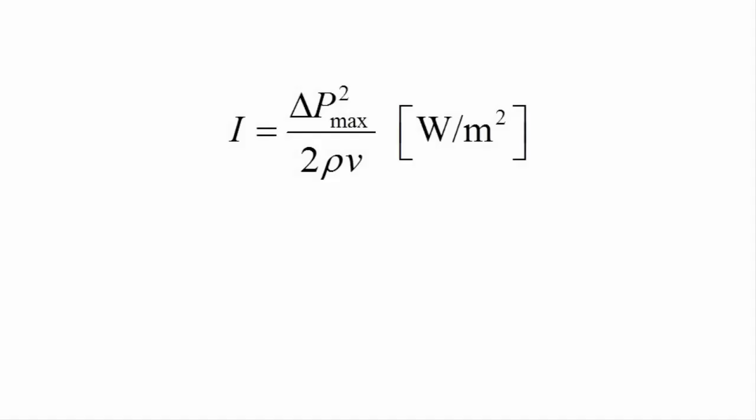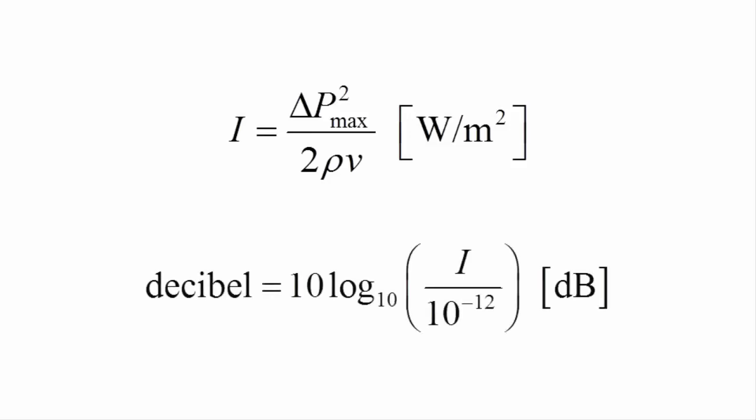In summary, sound intensity is related to sound pressure and is equal to the square of the maximum change in pressure divided by twice the product of the density of the sound medium with the sound speed in that medium. Because the human ear can pick up a very large sound range, it is convenient to use the logarithmic scale of the decibel, which is given by 10 times the log of base 10 of the ratio of two sound intensities. Sound intensities on the dB scale are typically referenced against the intensity at the threshold of hearing, which is 10 to the negative 12 watts per square meter.